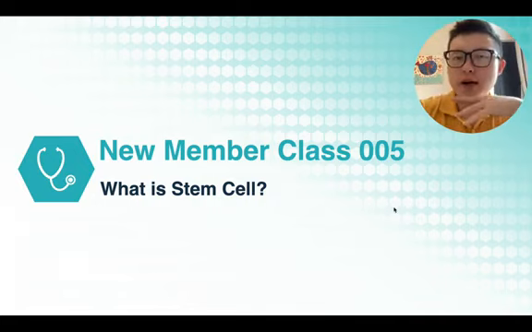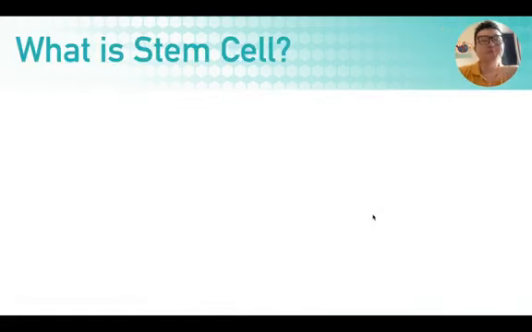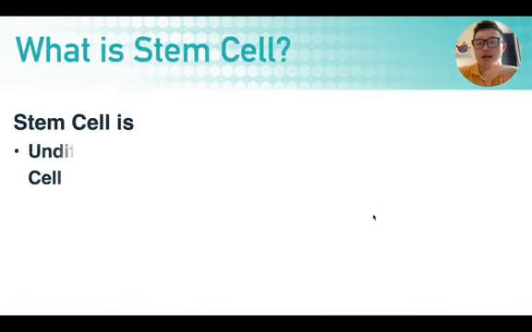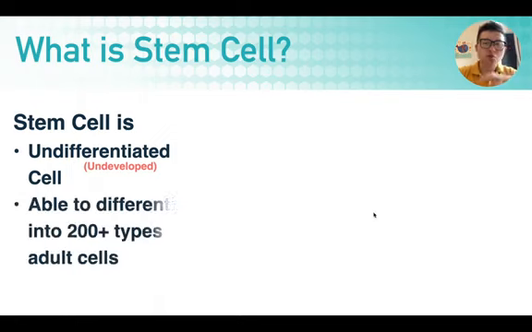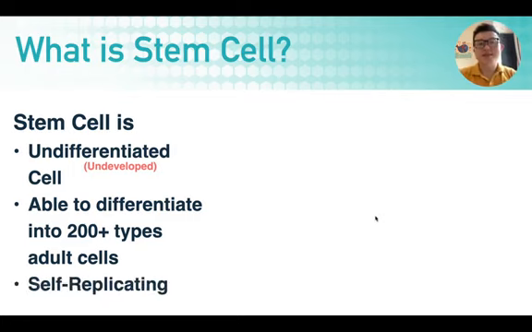Today we want to learn about what is stem cell. So stem cell is an undifferentiated cell. In a simple term, it means undeveloped cell. They have the capacity to differentiate themselves or develop themselves into 200-over types of adult cell with a specific function. And number 3, every stem cell has self-replicating capabilities, which means to say stem cells, by their own, can also duplicate.